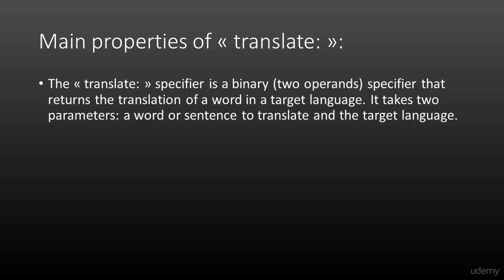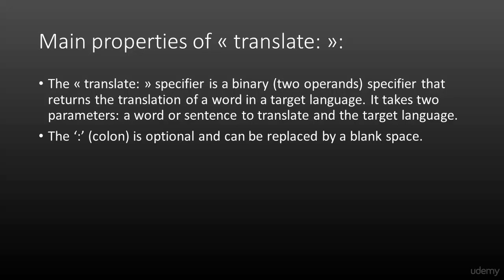The translate specifier is a binary specifier. It takes two operands, the word that you want to translate and the target language. The colon is optional. It can be replaced by a blank space. For example, you can write translate blank space love blank space French. It's going to translate love in French.